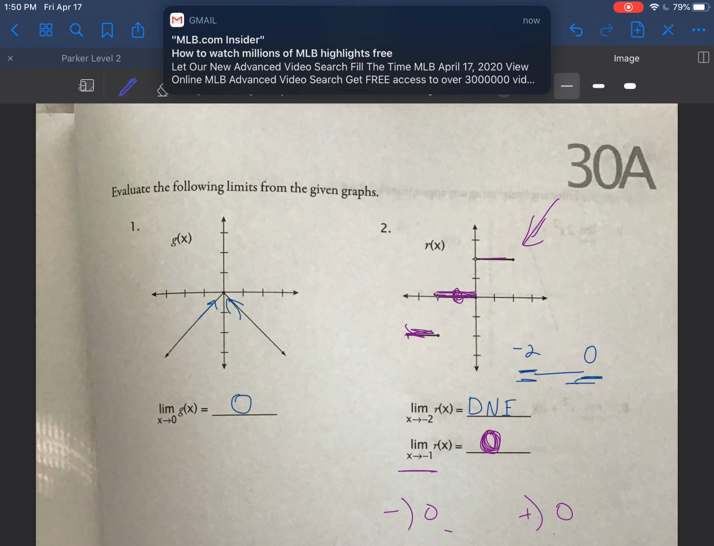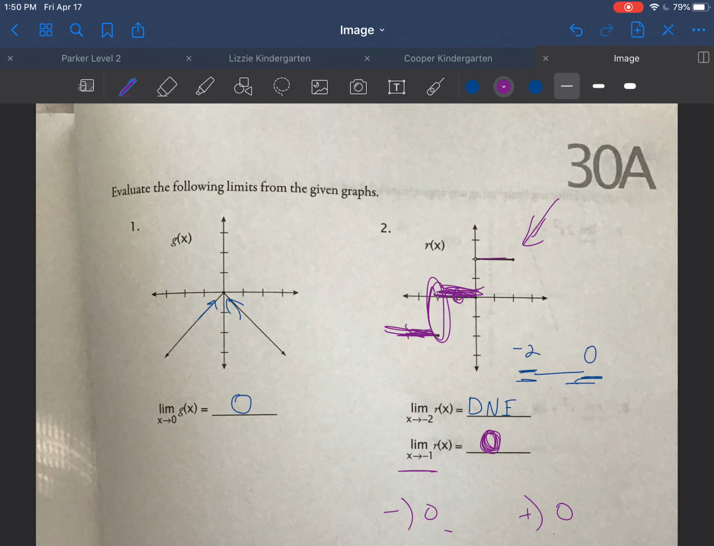As we have our lines coming in from down low and up high, they have a different limit at -2, so we say the limit does not exist. Whew. Hopefully you're with me.